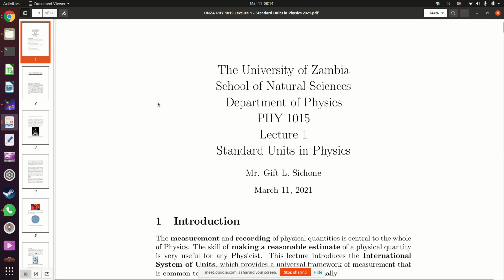Okay, so our first topic in this course is going to be something to do with units or physical quantities, because during the rest of your physics course, what you're going to be studying are basically different physical quantities. So we need to have a very good understanding of what it is we're going to be doing during this course.